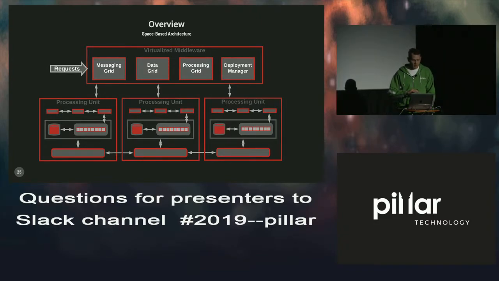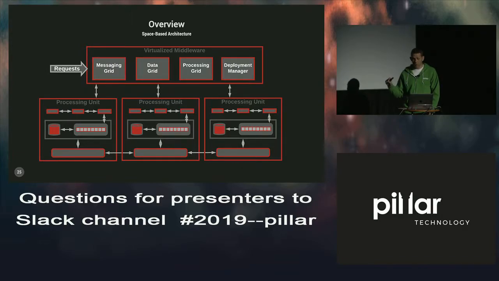There's this idea of a virtualized middleware and then individual processing units. So each one of the processing units could be an identical copy of what is going on for your application. So if you have a website that is going to have like a trillion users that are going to come in all at once, then you would have copies of that website as individual processing units.